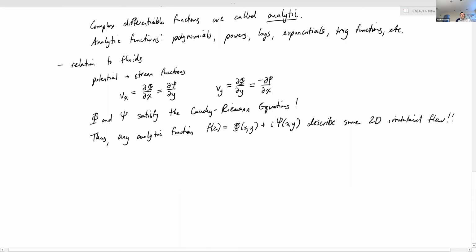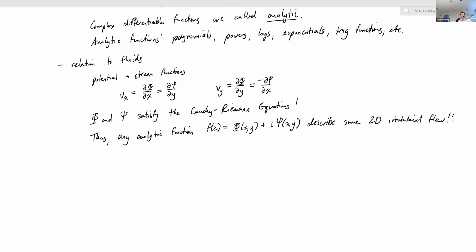Right? Do you guys think that's kind of cool too? It just means that you can write down any function you want, z squared, for instance, and we'll talk about that in a second. You can literally write down any function that you want. Then you take the real component, and it's the potential function. And you take the imaginary component, and it's the stream function. And then you apply the rules for potential or stream functions.